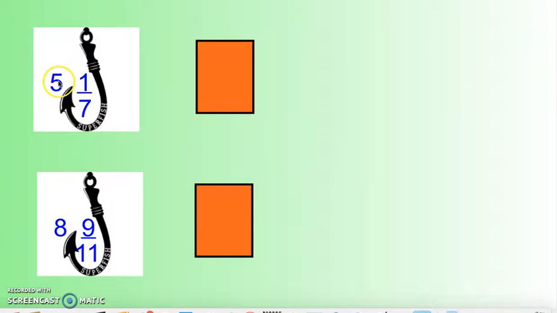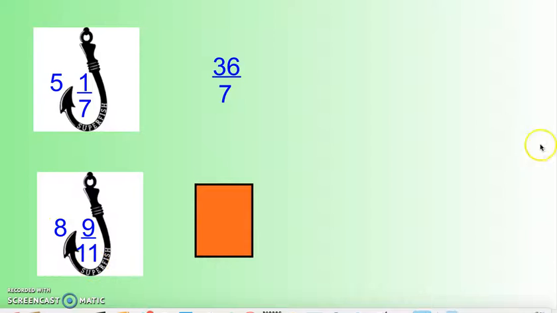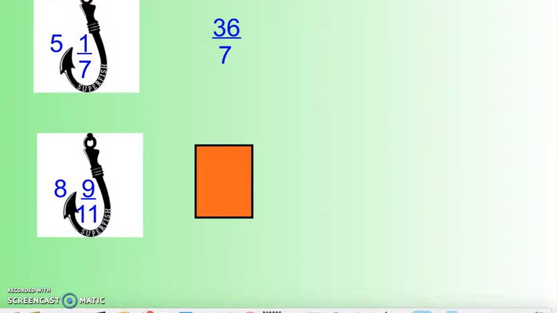Yeah, if I take 5 times 7, because there's 5 whole amounts, times 7 equal parts in each amount, plus 1 additional amount, I get 36/7. Nice job. How about 8 9/11? Correct. You take 8 times 11 is 88, plus 9, because there's 9 additional ones, and we get 97/11.